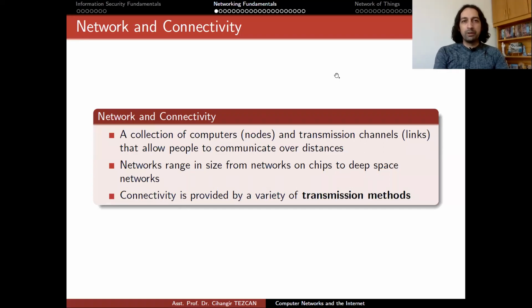Welcome back. We continue with networking fundamentals. So let's continue with more definitions.